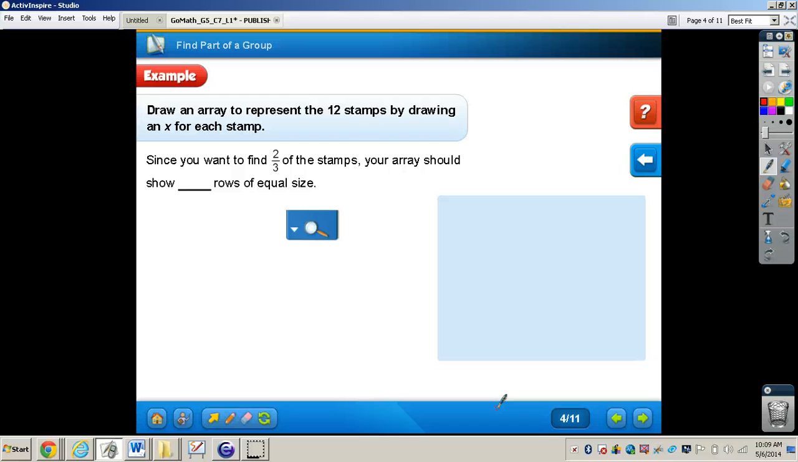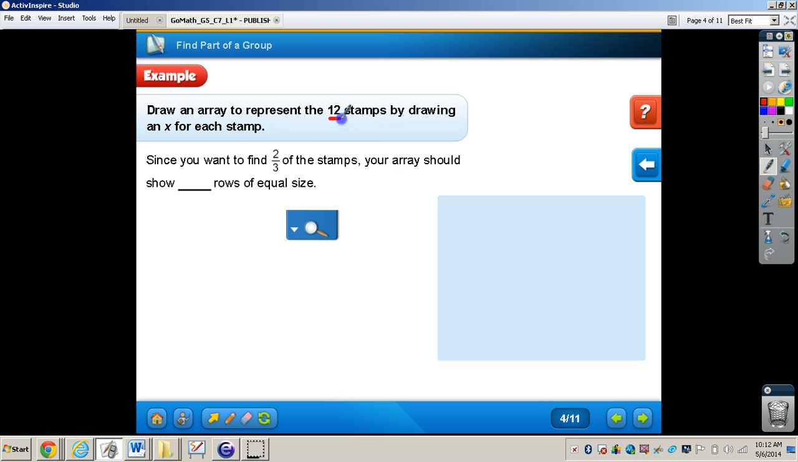Let's take a look at this problem. It says Max's stamp collection has stamps from different countries. He has 12 stamps from Canada. Of those 12, 2/3 of them have pictures of Queen Elizabeth II. How many stamps have the Queen on them? Okay, and I want you to do this along with me. What we will need to do first is draw an X for each stamp. So we're going to draw 12 X's. Why are we drawing 12 X's? Because there are 12 stamps.